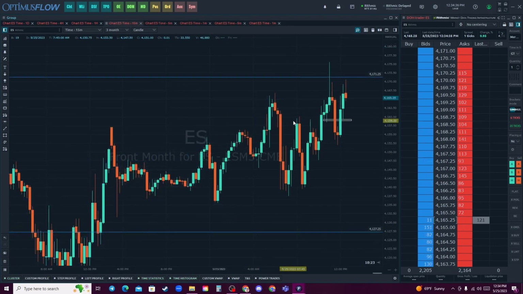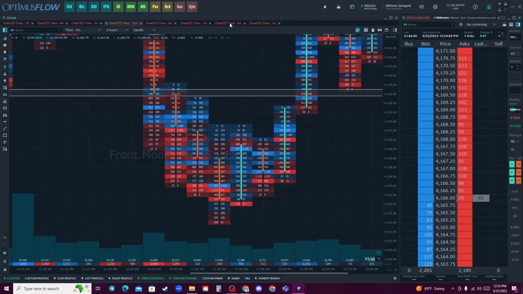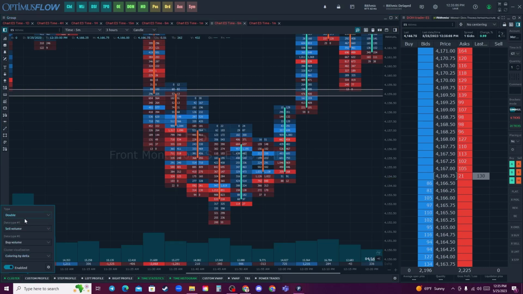Tip number 2 is learn to identify candlestick patterns such as doji, engulfing, and pin bars. These patterns can signal potential trend reversals or continuation. Very easy to do within Optimus. Come up here to the top bar, click on the drop down candle for chart style, and change it to whatever you like. But I typically like to do candle on all my charts except for the footprint chart, which is data driven, and that is I have two styles of data: sell volume and buy volume.